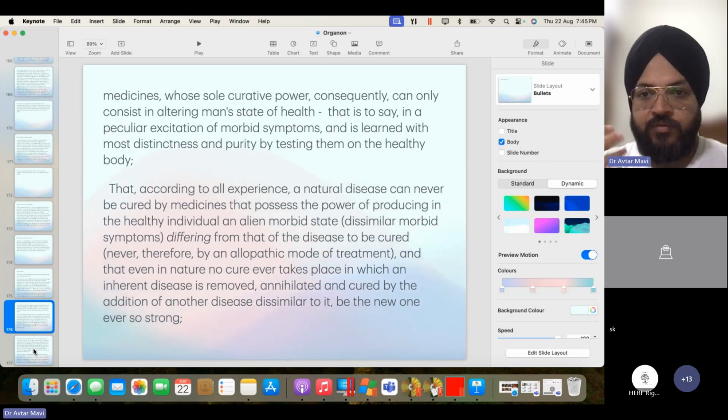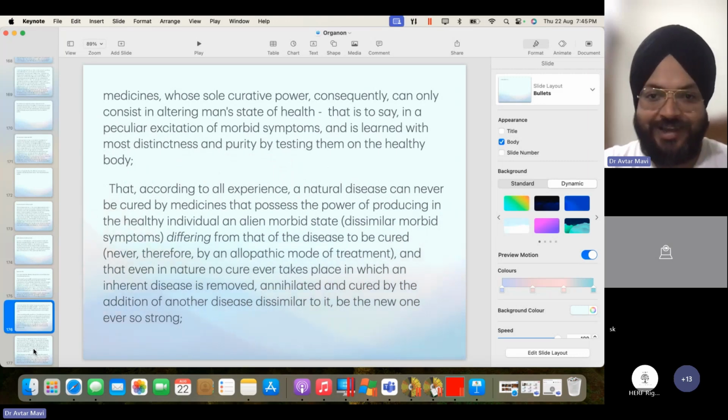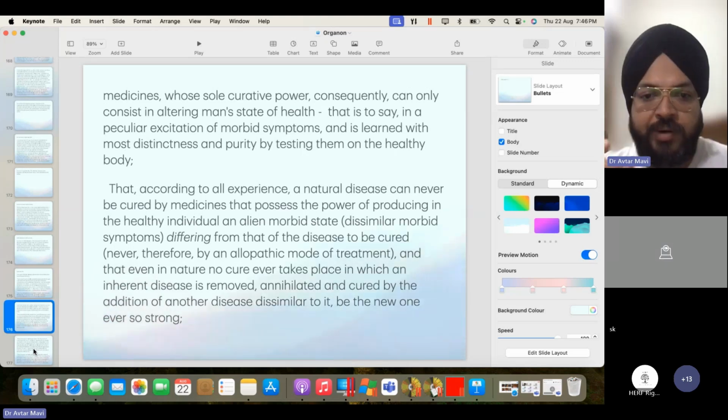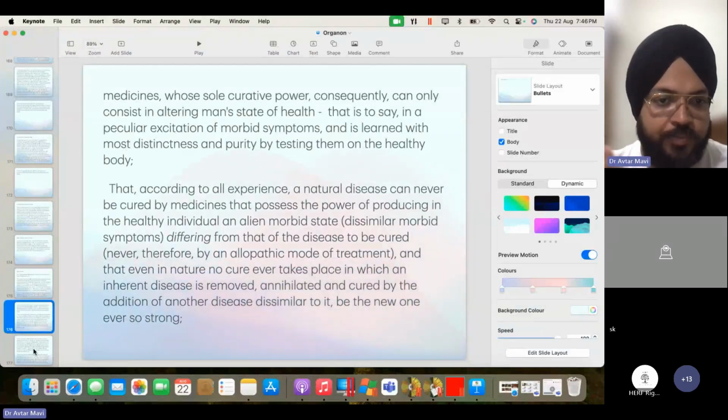For example, if you want to treat constipation, you cannot give a remedy which produces the state of diarrhea. It cannot give a permanent cure. It can give relief for some time in an antipathic way, but it cannot cure the disease. So any medicine producing a heteropathic state or an opposite antagonistic state can never permanently remove or annihilate the disease, because that is not possible in nature.